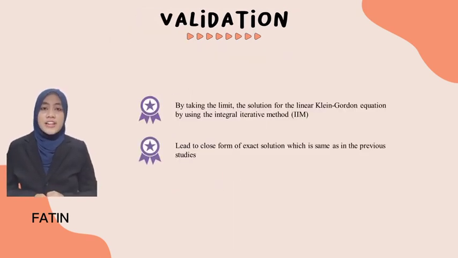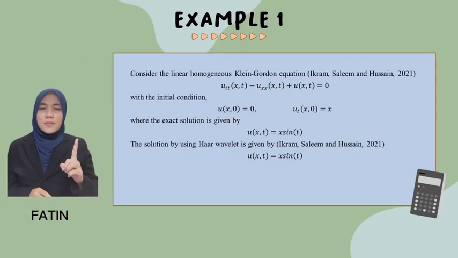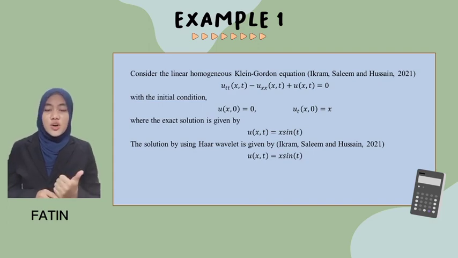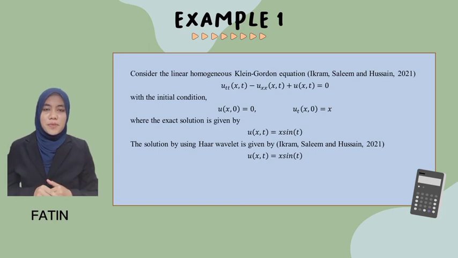Validation. Validation of our method is by comparing the solution achieved by previous studies with our results. Example 1. We take the linear homogeneous Klein-Gordon equation from a paper authored by Ikram, Salim and Hussein in 2021. It is also given the initial condition together with the exact solution. This research paper used the Haar wavelet method to solve the linear homogeneous Klein-Gordon equation.